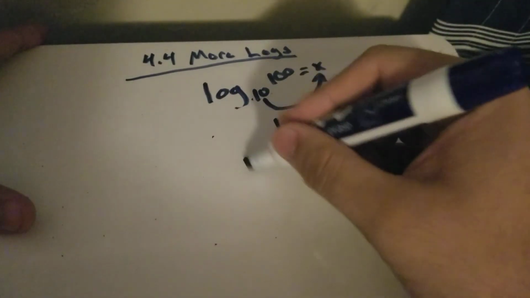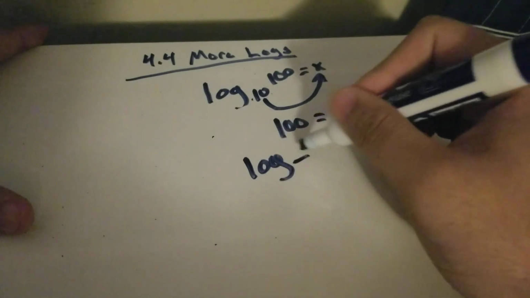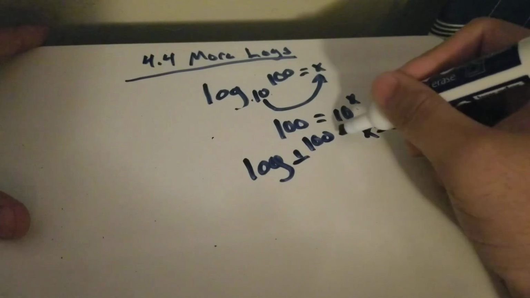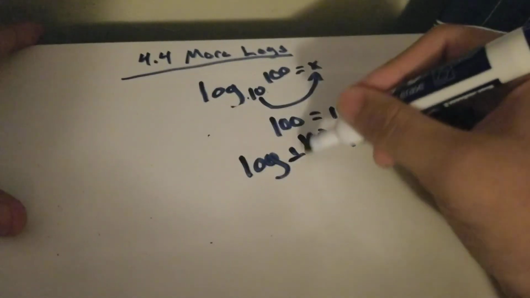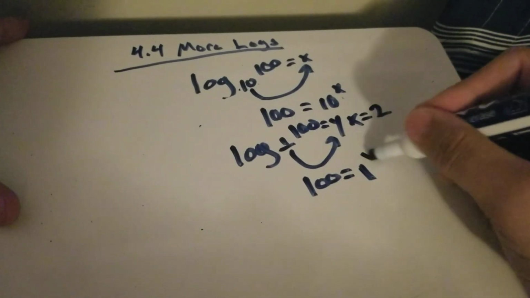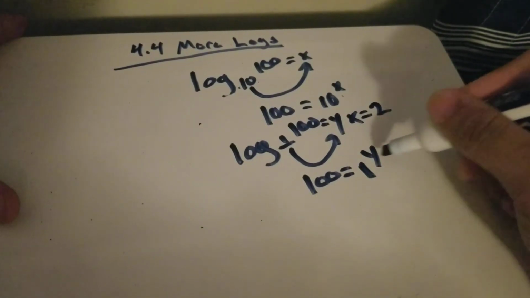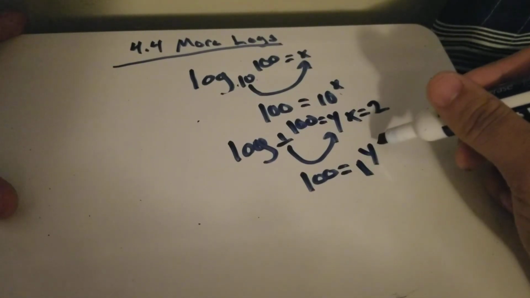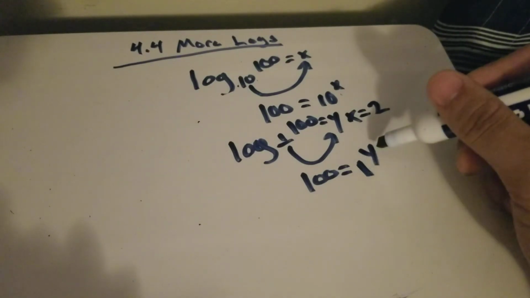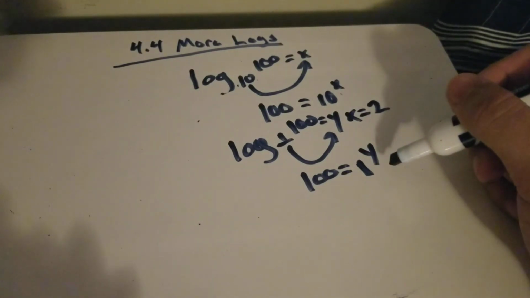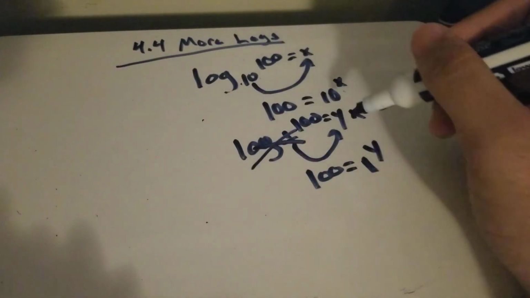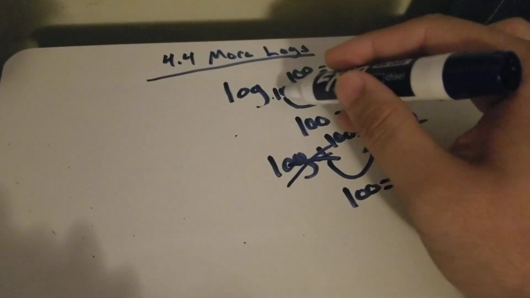Now, you might think that when you don't see a number, it's like 1. But what's my problem with 1? Let's do the same example, and I'll make it y. 100 equals 1 to the y power. Wait a second, there's my issue. No matter what exponent I put in for 1, it will always be 1. 1 to the second power is 1. 1 to the third power is 1. 1 to the billion power is 1. So that's why log, when you don't see a base, is not 1.